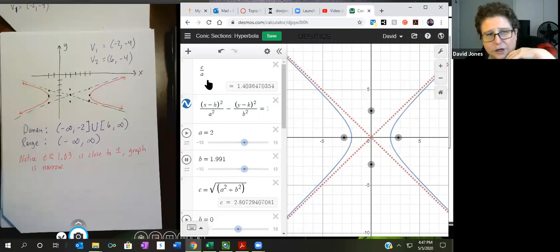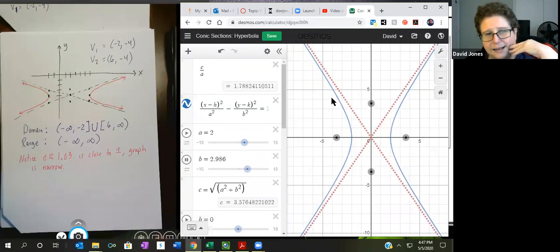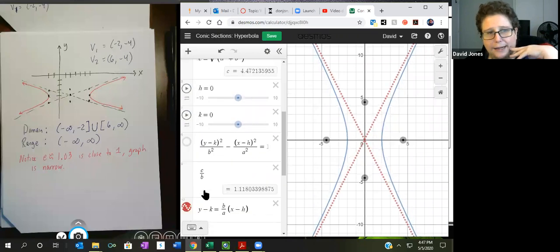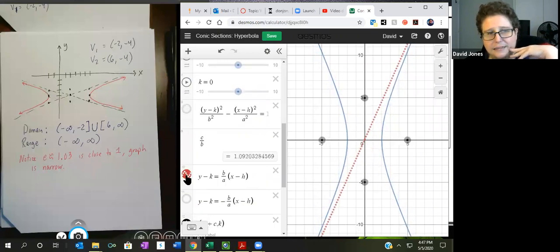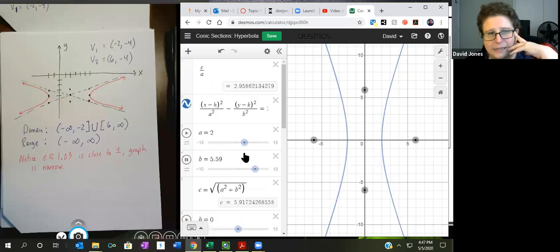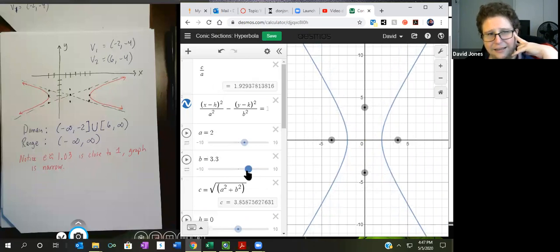So notice how E goes up. It's 1.5, 1.6. The graph, the blue line, is getting really narrow or wide. It's widening out. Eccentricity is getting larger than 2. Is there a cutoff? Like what happens when they're the same?